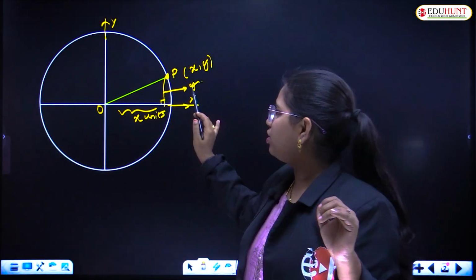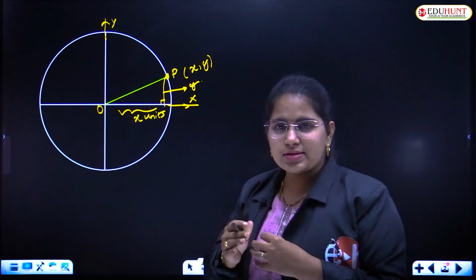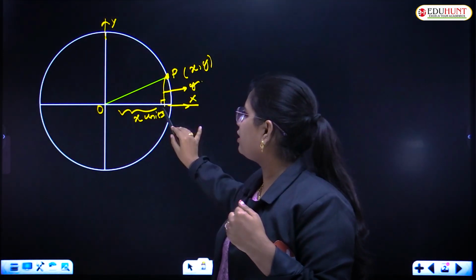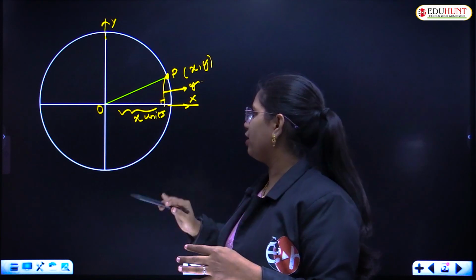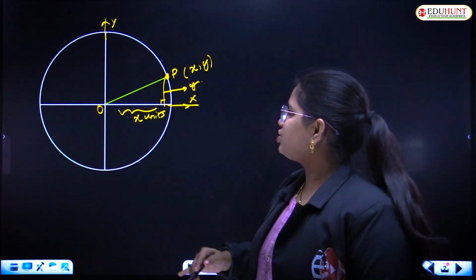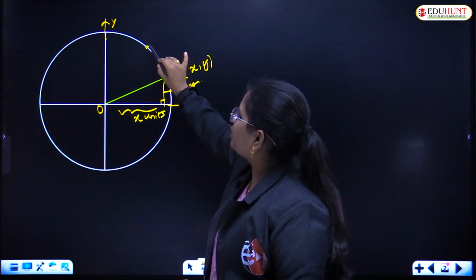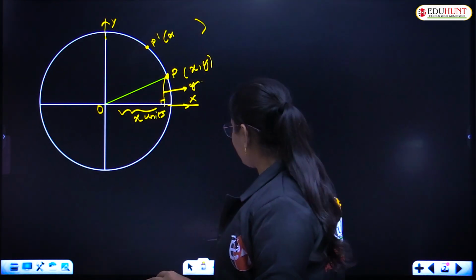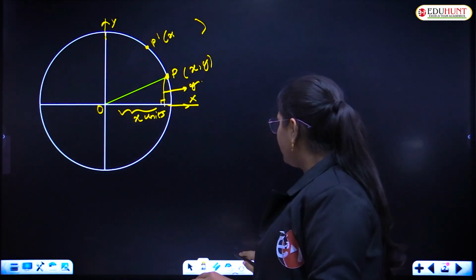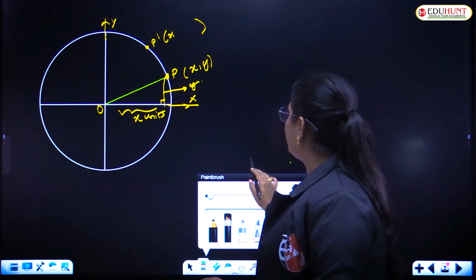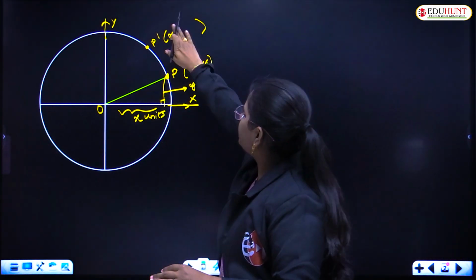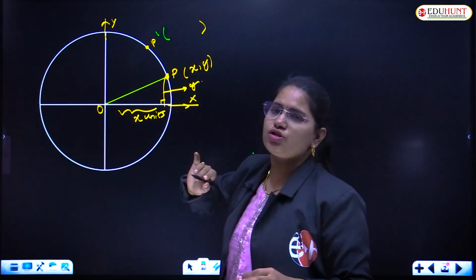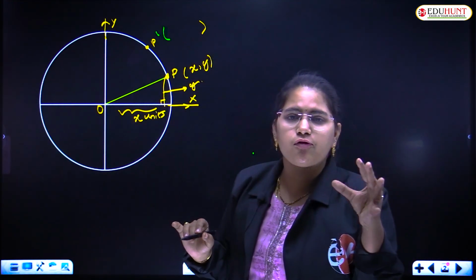Clear? So, taking point P, from the origin it is traveling x units, and the perpendicular distance from P is y. Understood? So, I consider a random particle. Let me take a P dash, and I need to find the coordinates of P dash. Chalo. What are the coordinates of P here?